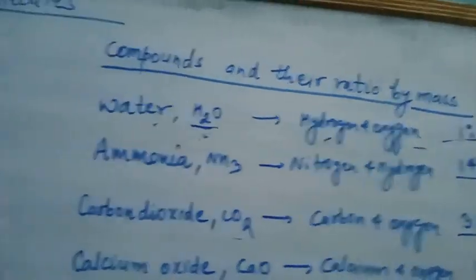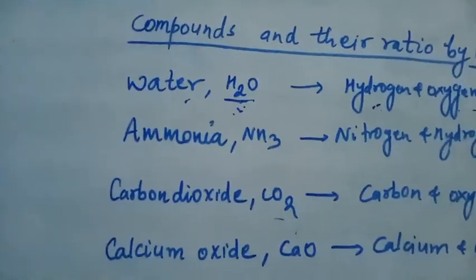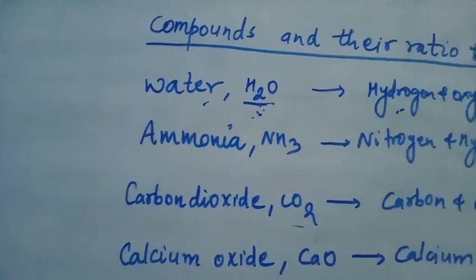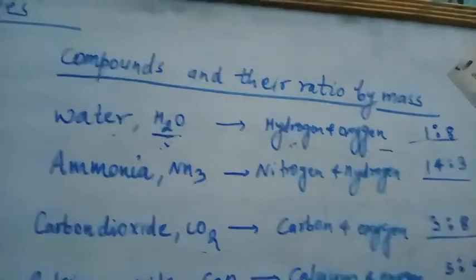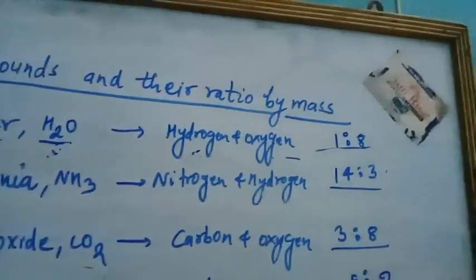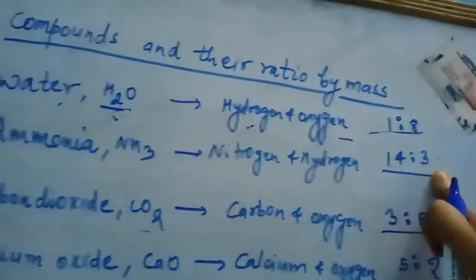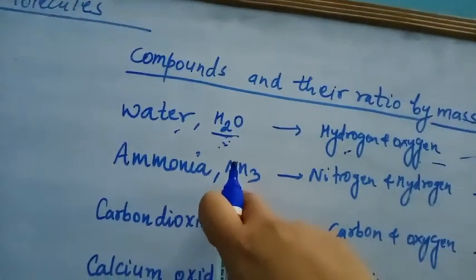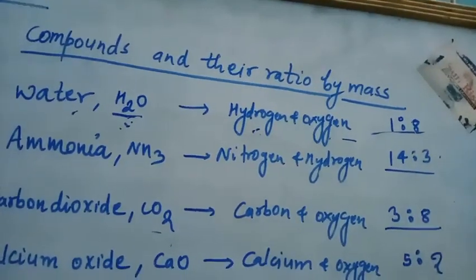In ammonia also, the chemical formula is NH3, and the combining elements are nitrogen and hydrogen. These elements will combine in a fixed ratio, that is 14:3 by mass, to form ammonia. They will always react in a fixed ratio only.